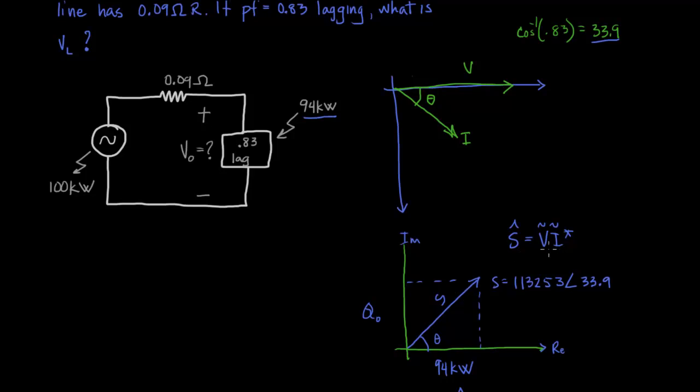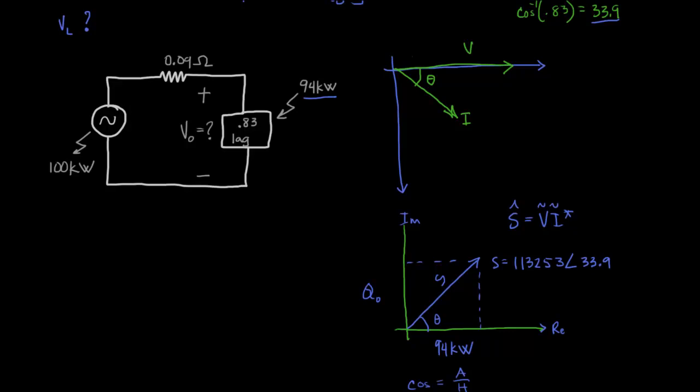We can't move forward without solving for V or I. To solve for V or I, we have to get away from this triangle for a minute, and remember that power is conserved. The power being supplied has to equal the power being used. That's the power at the load plus the power that's lost in the transmission line. If we have current and resistance, then we have some power being dissipated through that resistance. So we'll call that PT for the transmission line.